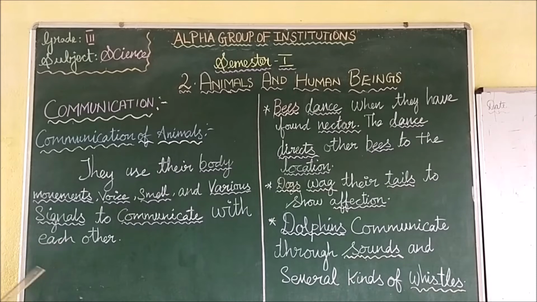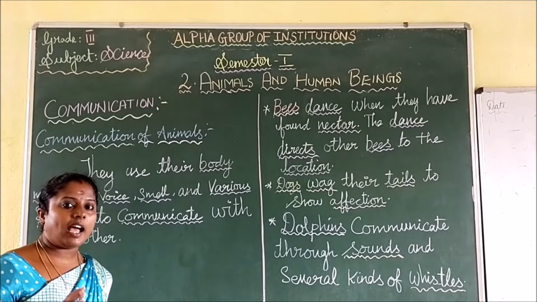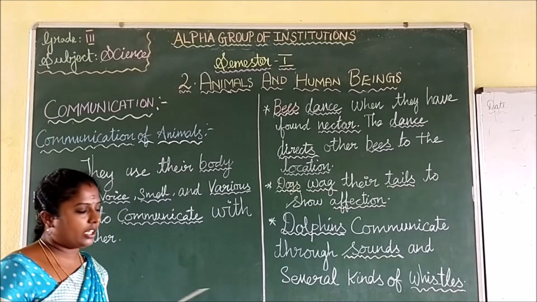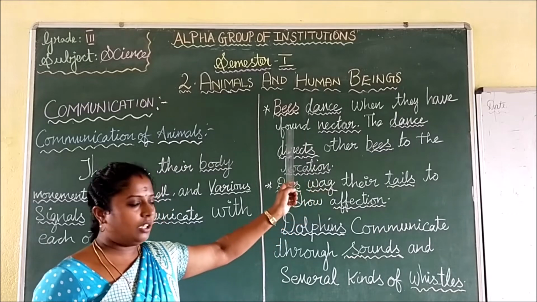So these they will use to communicate. These types of communication, animals will use to communicate with each other. We'll see some specific animals and their actions, that is how they are communicating. So bees, all bees, honeybees.